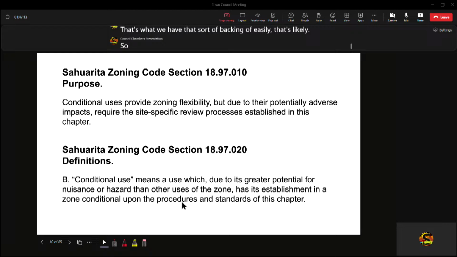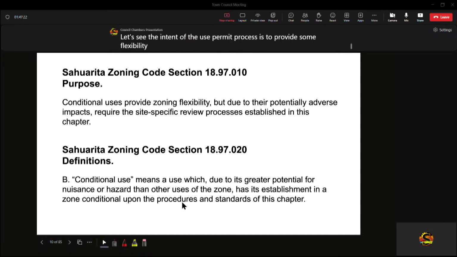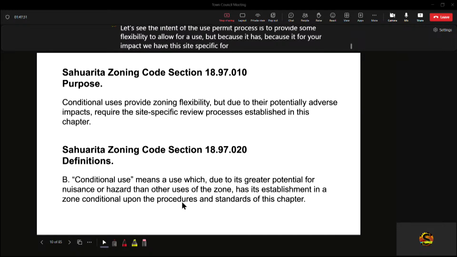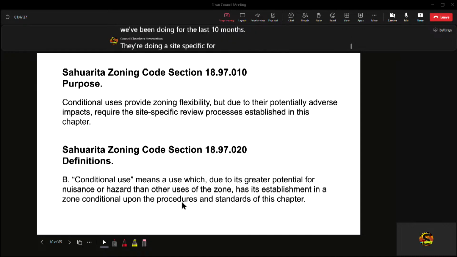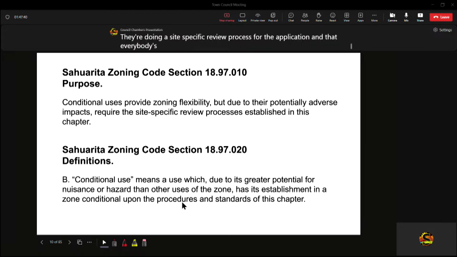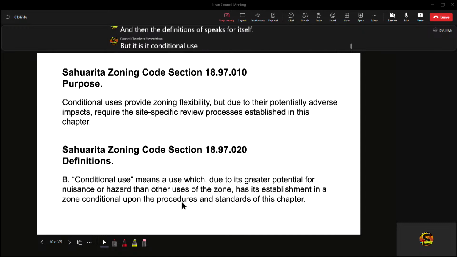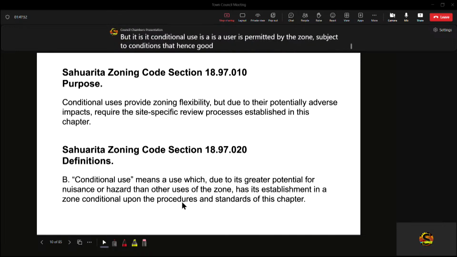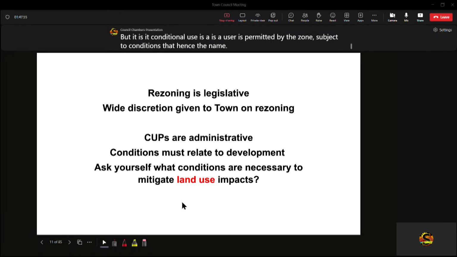So this is essentially code language. The intent of the use permit process is to provide some flexibility to allow for a use, but because it has, like I said, greater impact, we have this site-specific review process. And that's exactly what we've been doing for the last 10 months, doing a site-specific review process for the application that everybody's interested in. And the definition sort of speaks for itself. But a conditional use is a use that is permitted by the zone subject to conditions, hence the name, conditional use. Next slide, please.